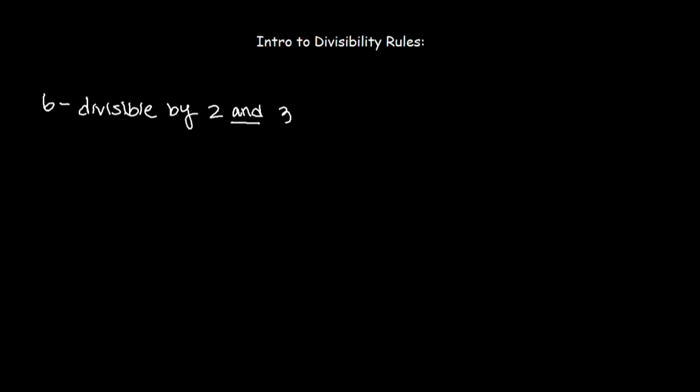So how do you basically reword this? This is basically too confusing, right? Divisible by 2 and 3. How am I supposed to know that? It has to be all even numbers that are multiples of 3.